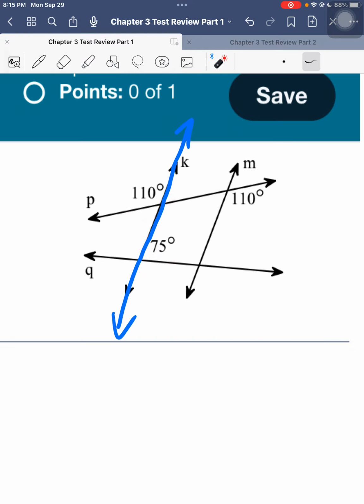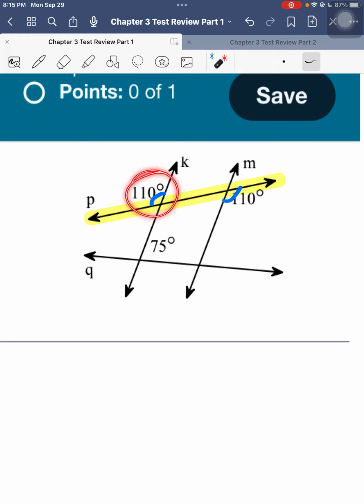If K were my transversal, do 110 and 75 have anything in common? Do they have any special properties together that will let me know if P and Q are parallel? No. 110 and 75, they're not congruent and they're not supplementary either. So it's completely useless. I don't care about K right now because it's not going to tell me anything about the property of parallelness, if that's even a word, of P and Q. So my real transversal that I care about is P.